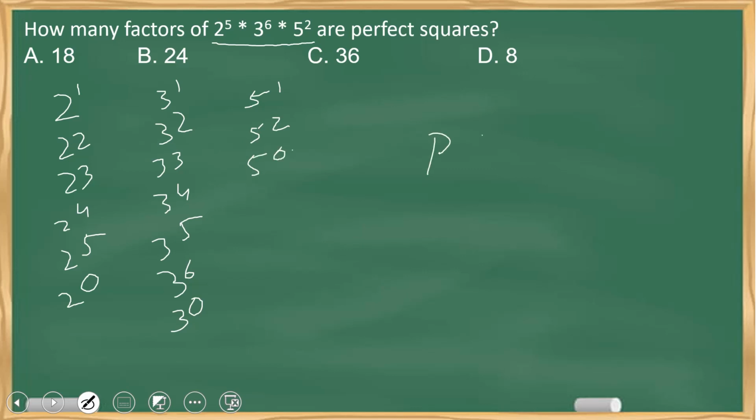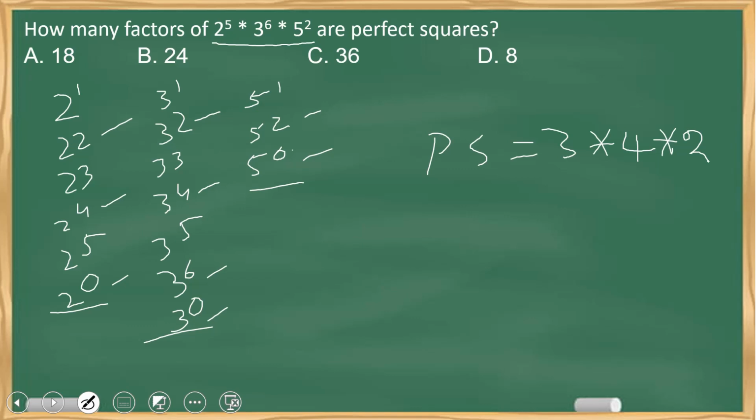So how many perfect squares are there in 2 powers? 3. Then 4 in 3 powers, and 2 in 5 powers. So 3 into 4 into 2, that is equal to totally 24 perfect squares. So the answer is B, that is 24. Got the point?